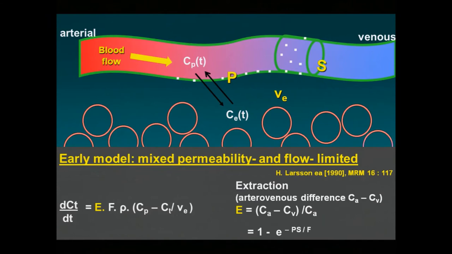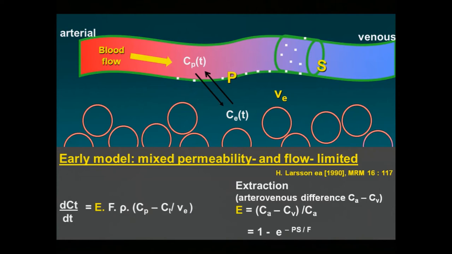The early model was developed by Larsen already in the 1990s. He derived this differential equation in which you have the concentration of the contrast agent, the flow, the difference between the contrast agent concentration in the vessels and in the interstitial space, and also an extraction fraction. The extraction fraction is the amount of contrast agent that is taken up by the tissue in the first pass of the contrast, and that's given by this expression here.